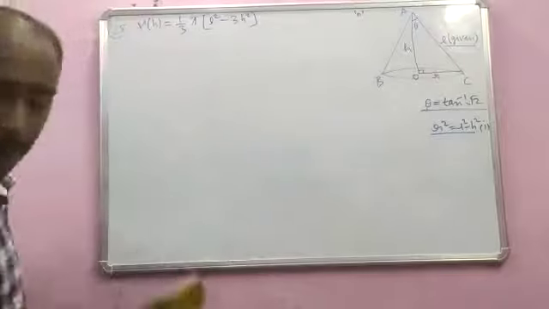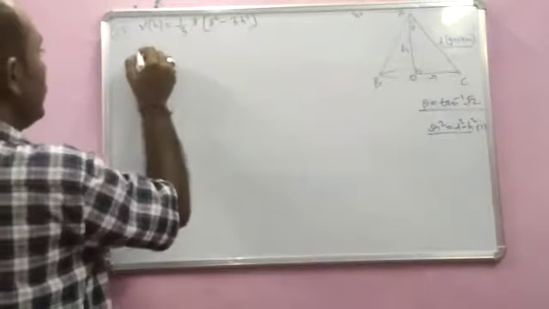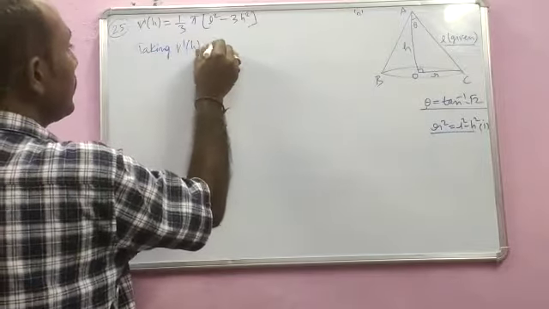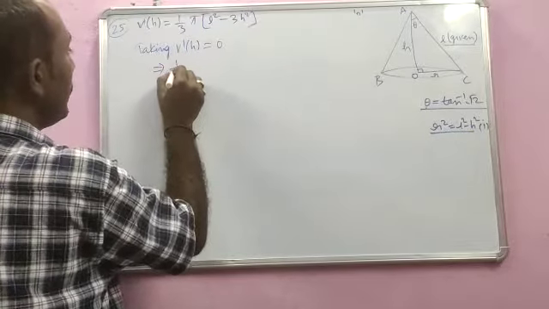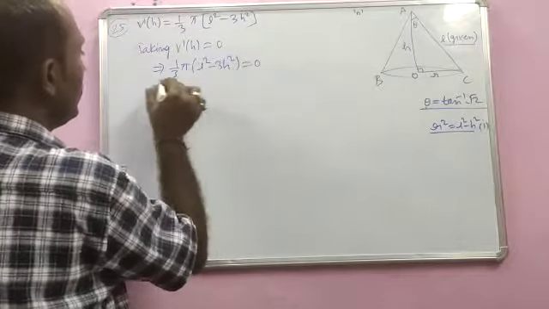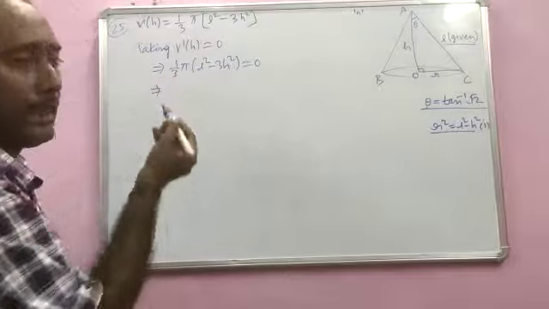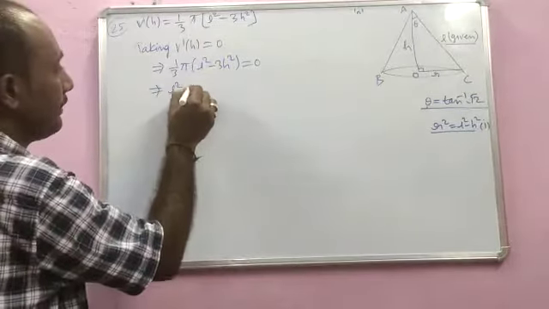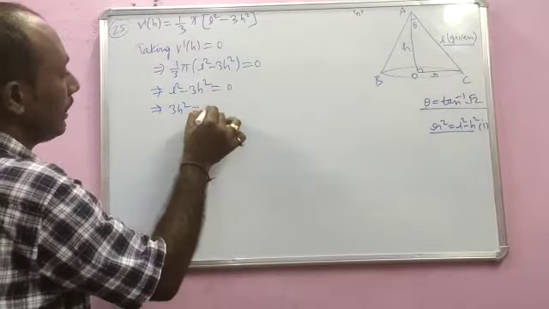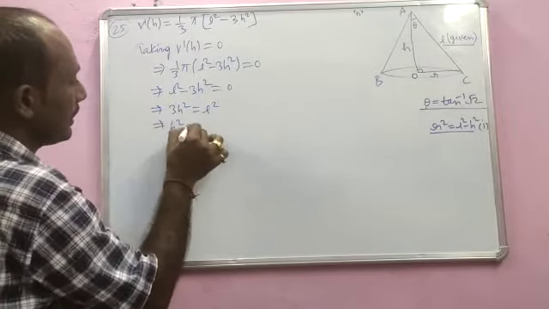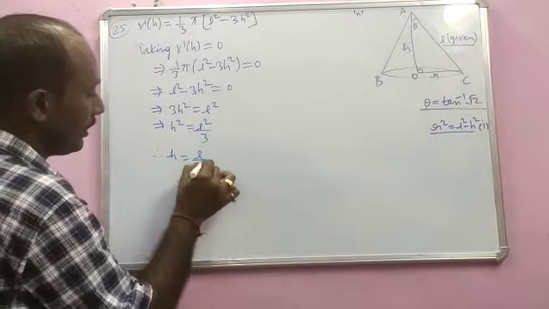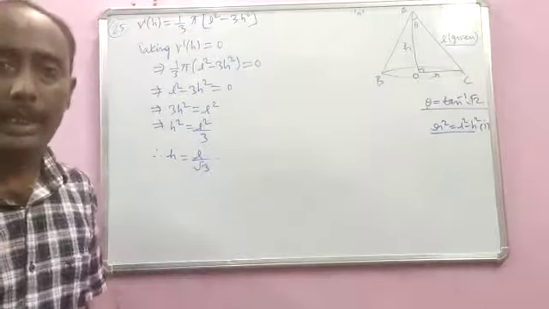Now we will go for equating it with 0. So taking v dash h is equal to 0, this implies 1 by 3 pi into l square minus 3h square will be equal to 0. 1 by 3 and pi are constant, so only this part can be equated with 0. So you will get 3h square is equal to L square. So h square is equal to L square by 3. So you can say h is equal to L by root 3. So this is the value of h you will get.